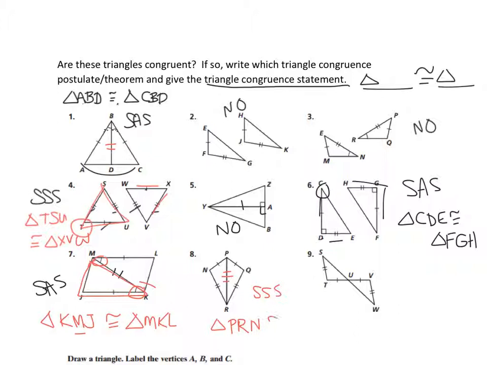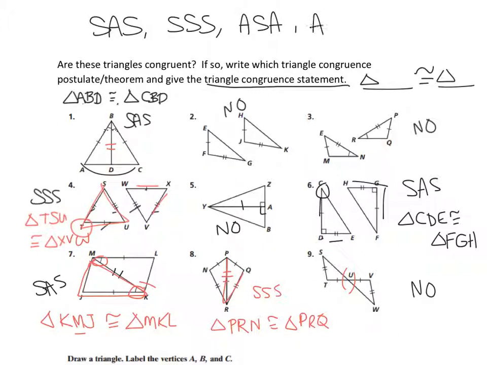PRN is congruent to triangle PRQ. In this one I have two angles, so I have side, side, angle. The angle is not included in between. I marked the angles because they are vertical angles. These two are not congruent. We don't have a side, side, angle, so I write no or nothing. So the congruent statements that we have are side, angle, side; side, side, side; side, angle, side; angle, angle, side.